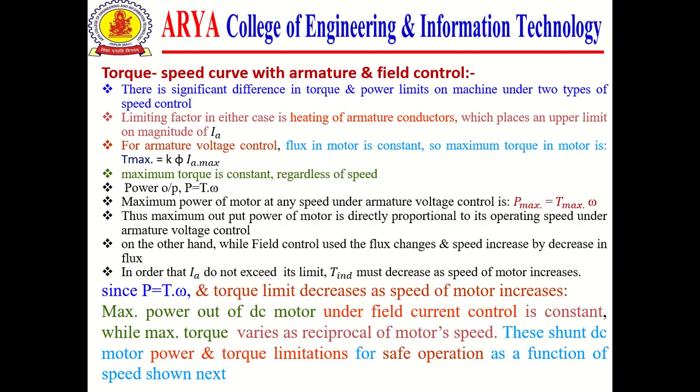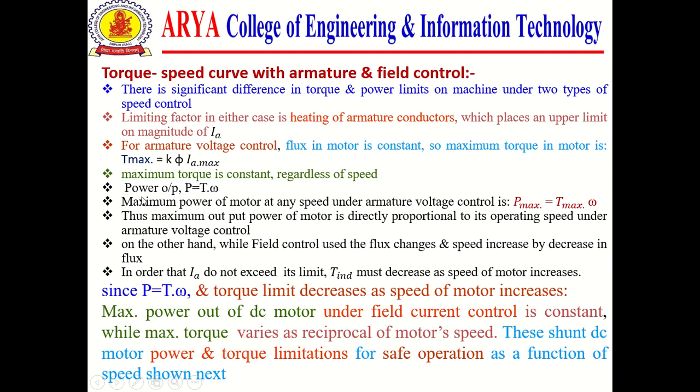Now let's talk about power and torque. There is a significant difference in torque and power limits on a machine under the two types of speed control. The limiting factor in either case is heating of the armature conductors, which places an upper limit on the magnitude of armature current. For armature voltage control, flux in the motor is constant, so maximum torque in the motor is T max equal to K phi I max. So maximum torque is constant regardless of speed.